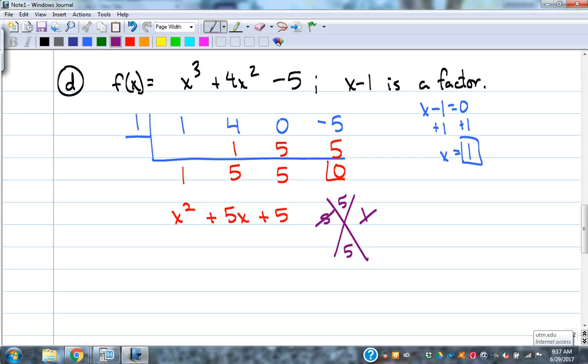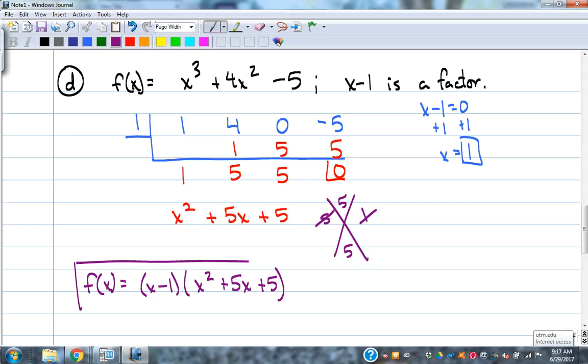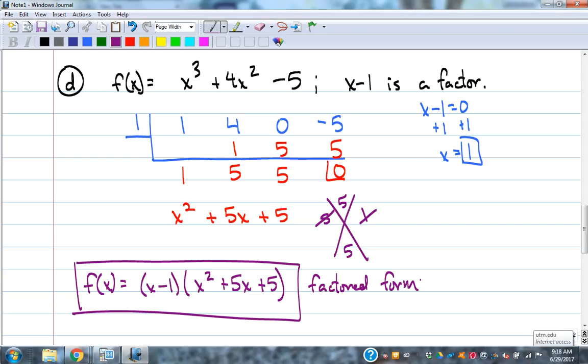And that's okay that it doesn't. If it did, I'd need to do it. But if it doesn't, it's okay. That means the factored form for this polynomial is going to be the x minus 1 and then x squared plus 5x plus 5. And that's your factored form for this one. That's what that's for. Because that quadratic, that x squared plus 5x plus 5, doesn't factor, I have to stop and leave it that way. Okay.